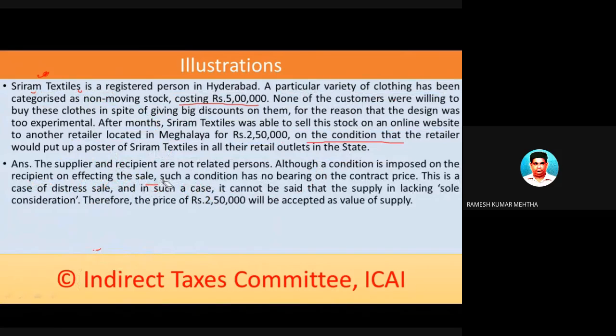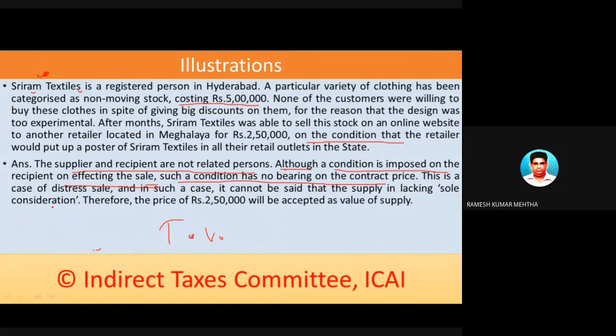Because if it's on 2.5 lakh rupees, then the GST is a different amount, and if it's 5 lakh rupees, the GST amount would be something different. So in this case, the supplier and recipient are not related to each other. First and foremost, whatever is the transaction value, that has to be considered. However, let's look at the other part of the discussion. Although a condition is imposed on the recipient on affecting the sale, such a condition has no bearing on the contract price. It doesn't have anything to do with the price.